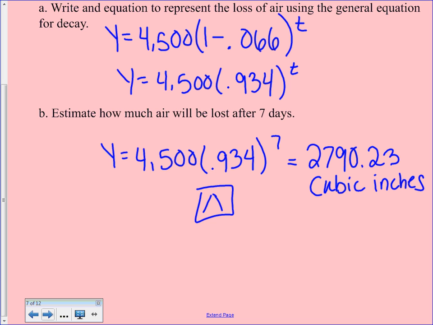Because it's a word problem, again, we want to make sure that we put that label on it. So that right there is your answer. Okay, we're done with that one. Let's take a look at number 6.